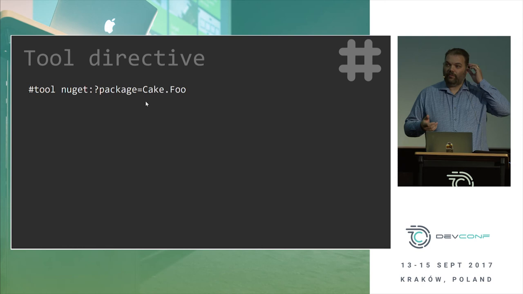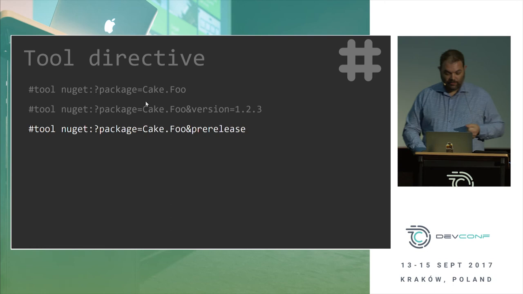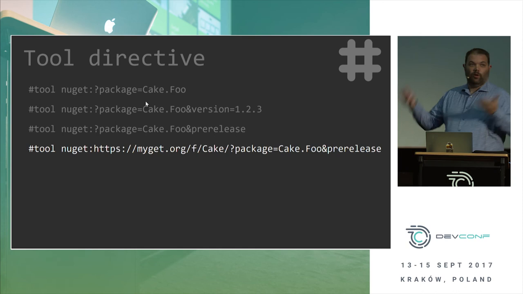You can specify, which I recommend always, pin the version so you know which versions are running your build, but you can specify a version. You can also specify that you want a pre-release. All these are based on the same modules, that have the same parameters. You can specify which feed you want to fetch it from if you have a special feed.